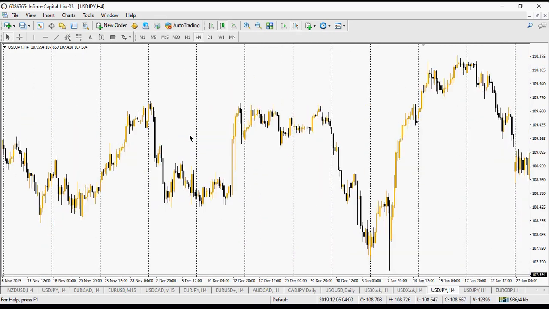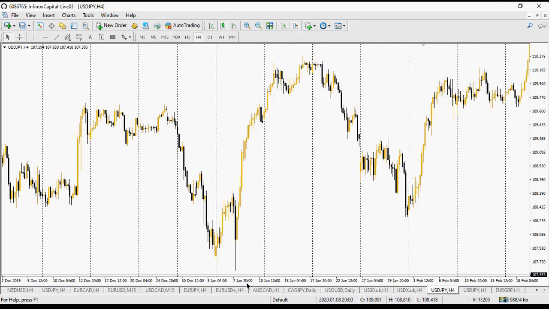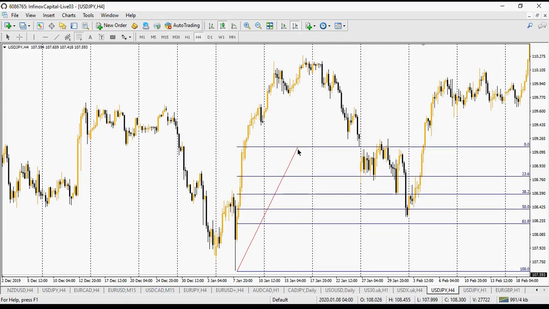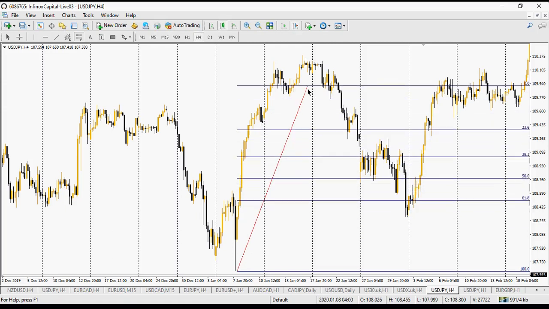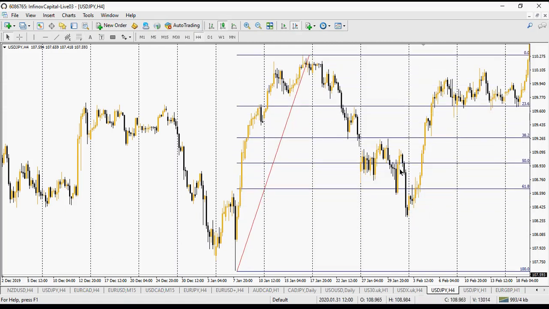Let's have a look at this long move, this bullish move here. Let's take it from bottom to top. Look right here. Market came into 61.8 but dropped below it a bit.